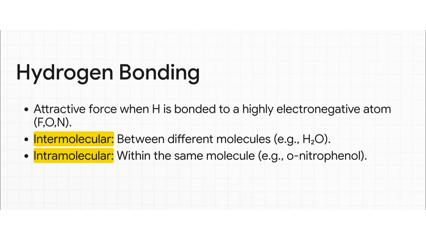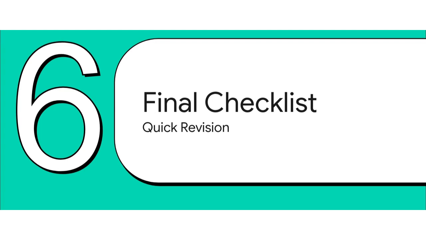It can be intermolecular between different molecules, like in water, or it can be intramolecular within the same molecule, like in O-nitrophenol. You know, the unique properties of water, like its high boiling point, are all because of this extensive hydrogen bonding. Phew! We've covered a lot of ground.